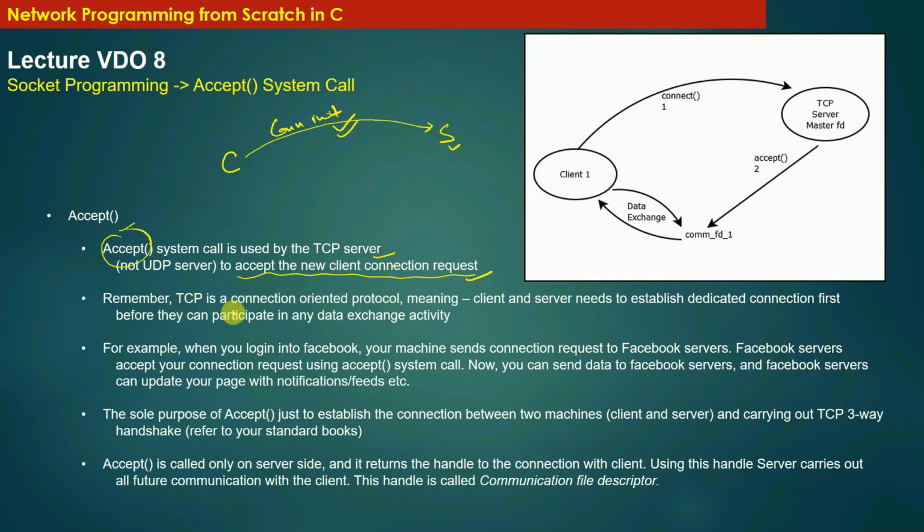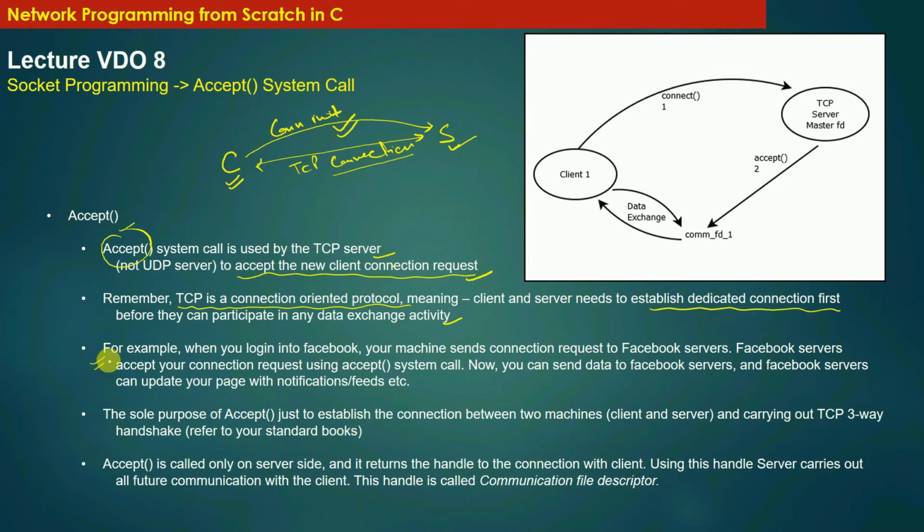So remember, TCP is a connection-oriented protocol. That is, client and server need to establish a dedicated connection first before they can participate in any data exchange activity. So the first thing that the client and the server need to do is to establish a bidirectional TCP connection before any data exchange happens between them. The initiation of this connection is done by the client, and the client does this by sending the connection initiation request to the server. The accept system call on the server side is used to process the connection initiation request triggered by the client.